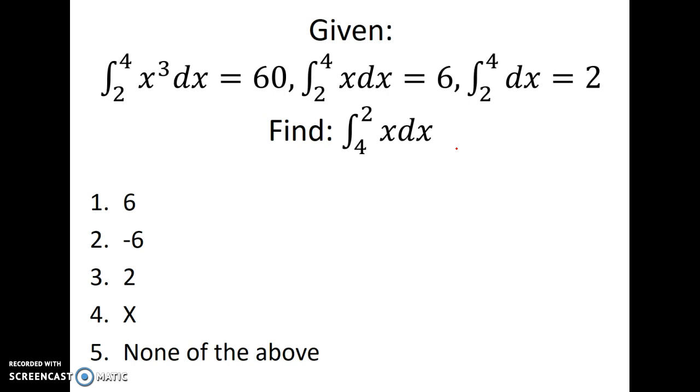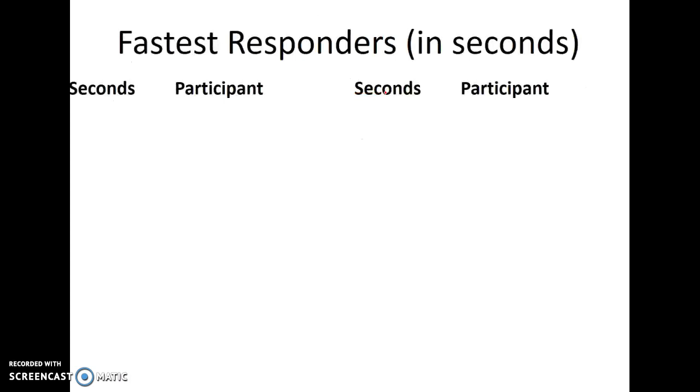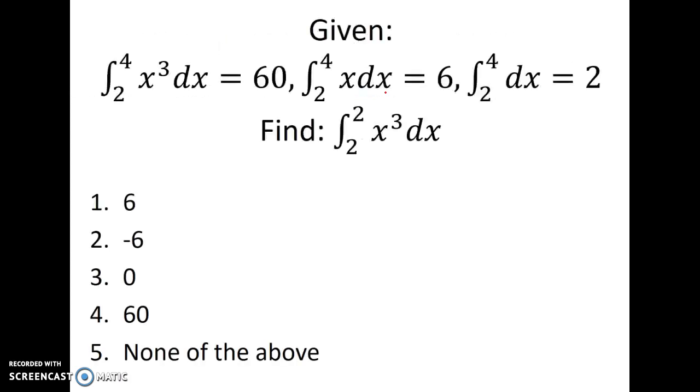Try some on your own. We're looking at the integral from 4 to 2 of x dx. So look for x dx, which is right here, and now I want the integral from 4 to 2 instead of 2 to 4. Next, the integral from 2 to 2. I don't even care what this says. What's the integral when you do not change the lower and upper bound?